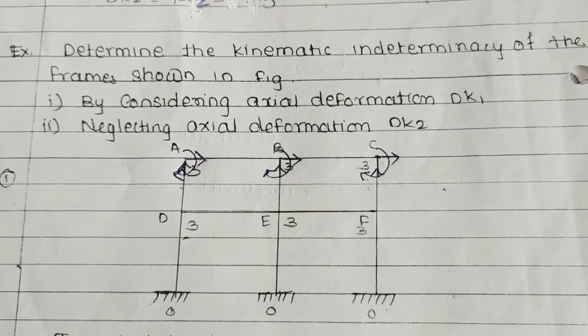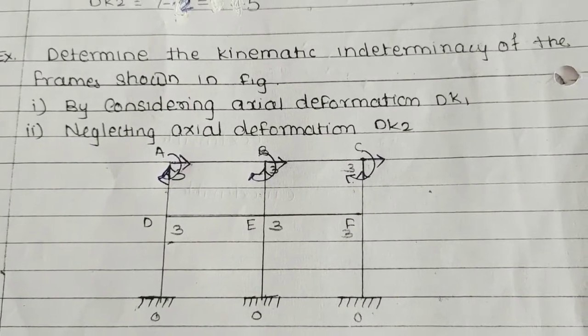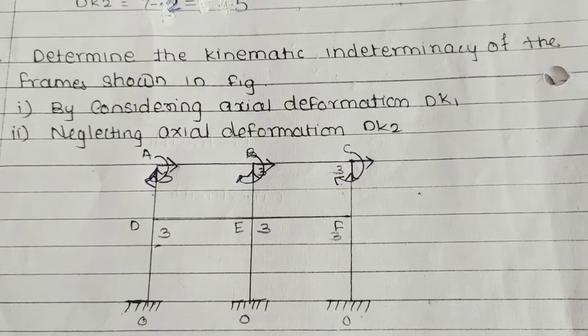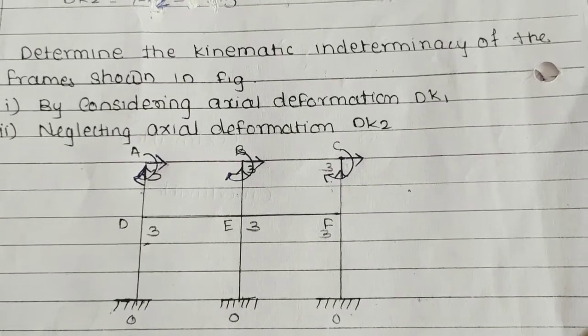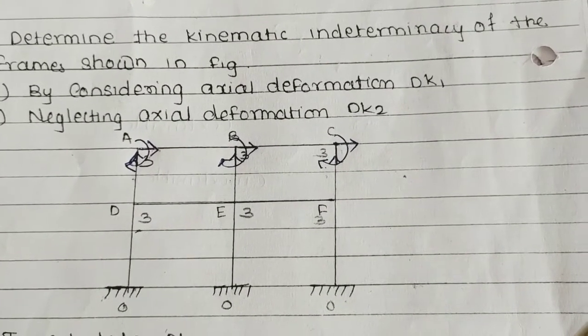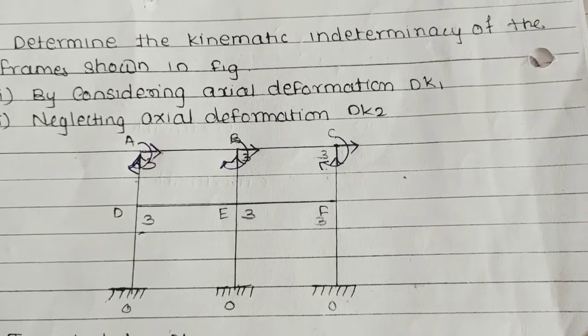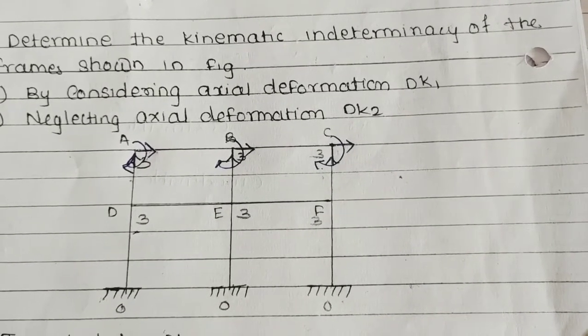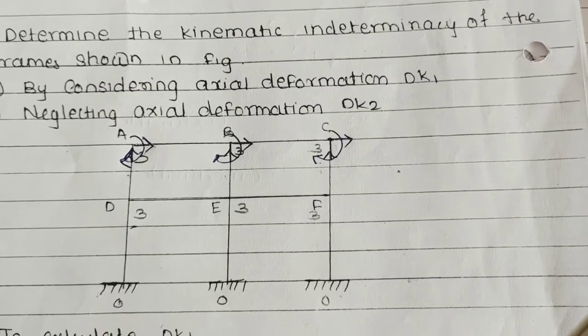Hi friends, in the last lecture we discussed the calculation of kinematic indeterminacy for the continuous beam. In this lecture we are going to discuss the calculation of kinematic degree of indeterminacy for the frame structure.